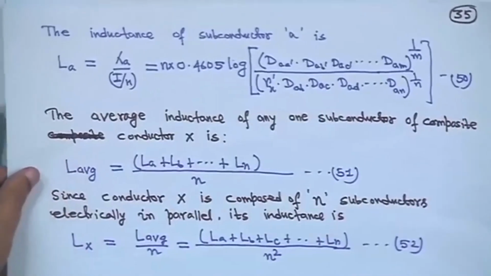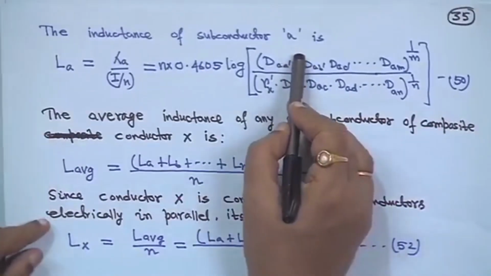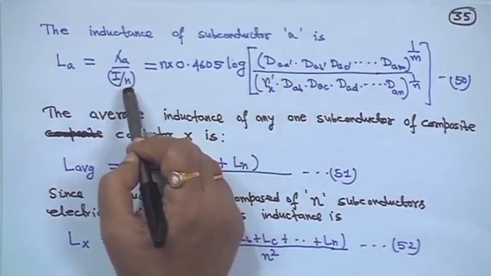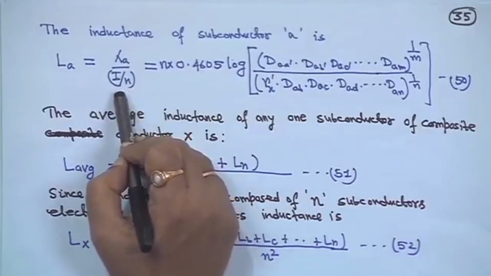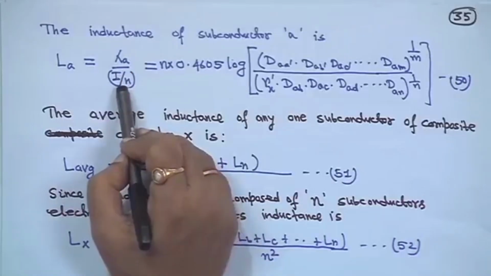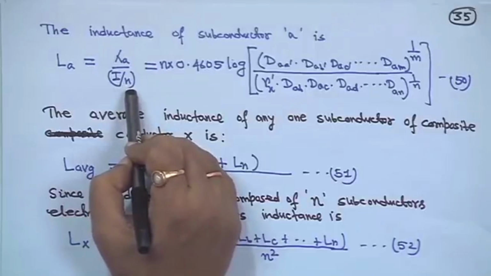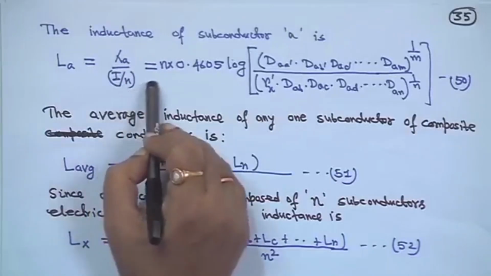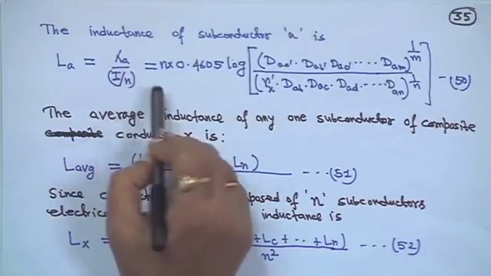Therefore, the inductance of subconductor A is given by the flux linkage: L_A is equal to lambda A divided by the current in each conductor, I upon N. Do not use I, because I is the total current; each conductor is carrying current I upon N. So it should be lambda A upon I upon N.